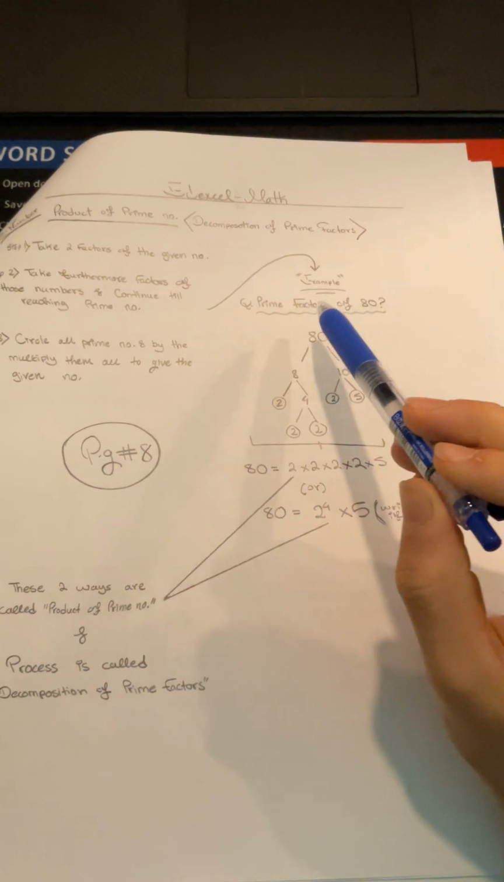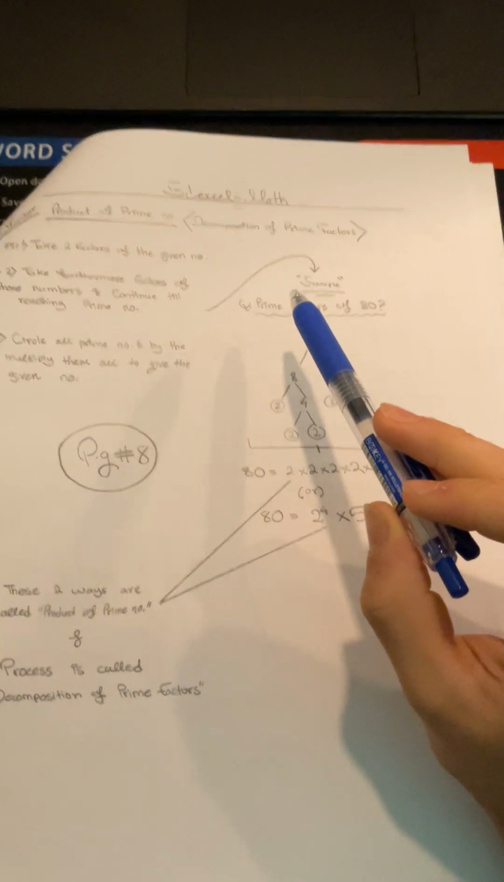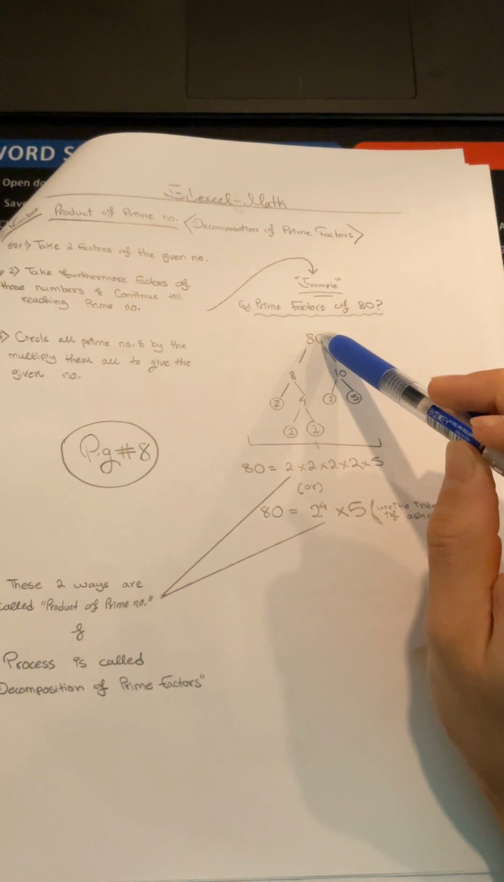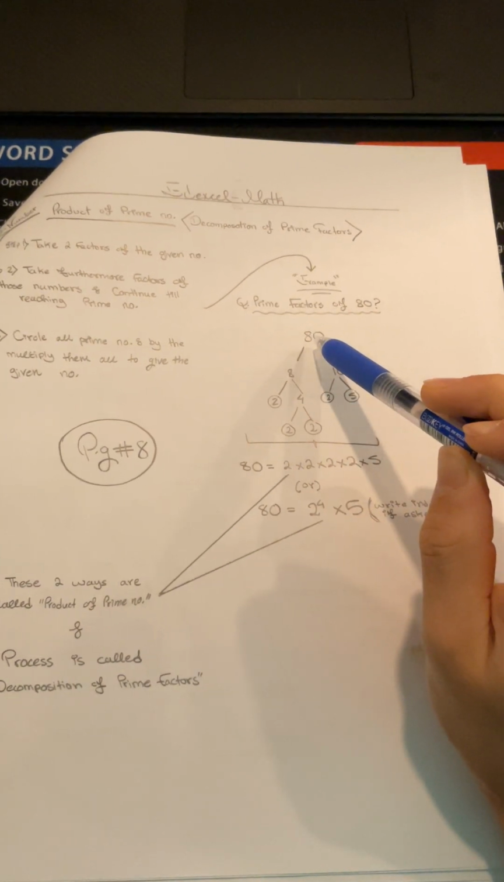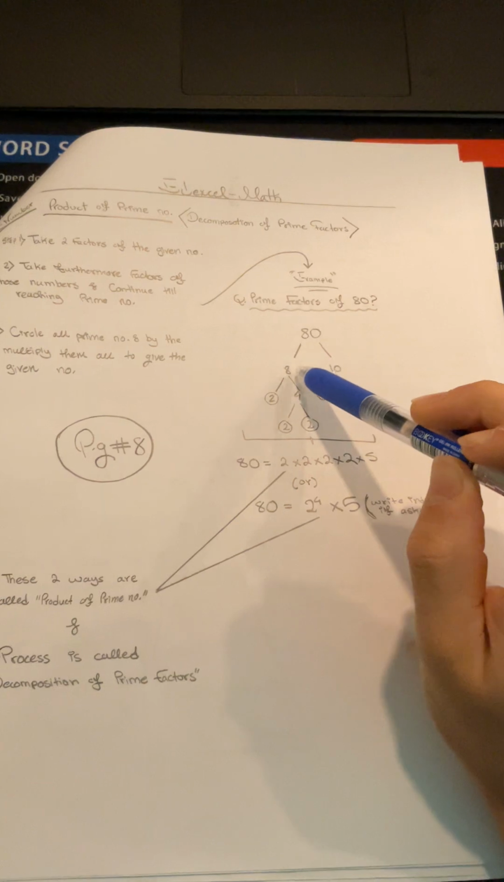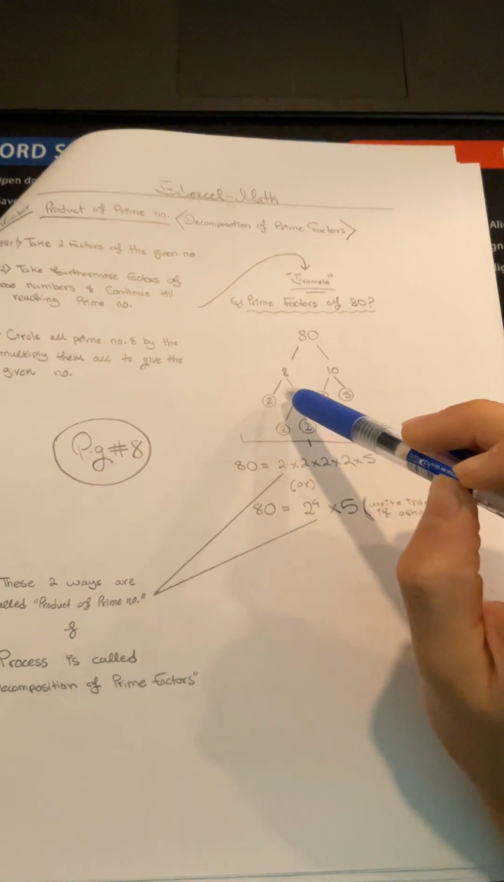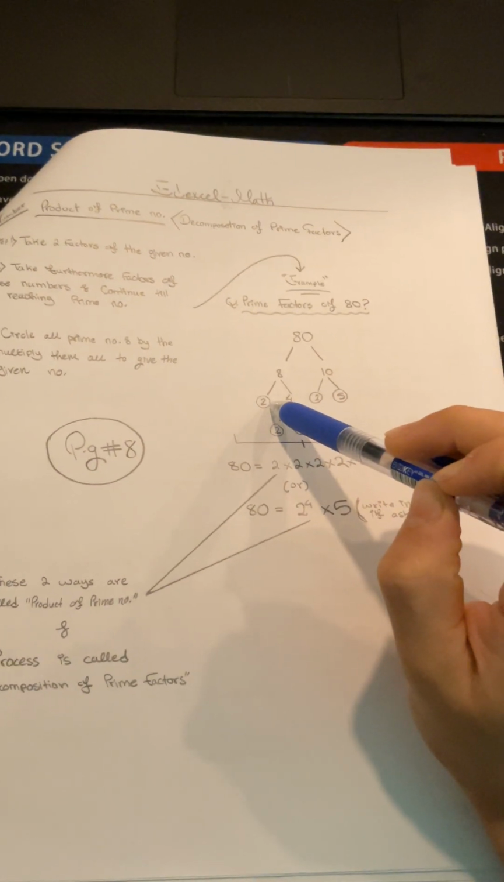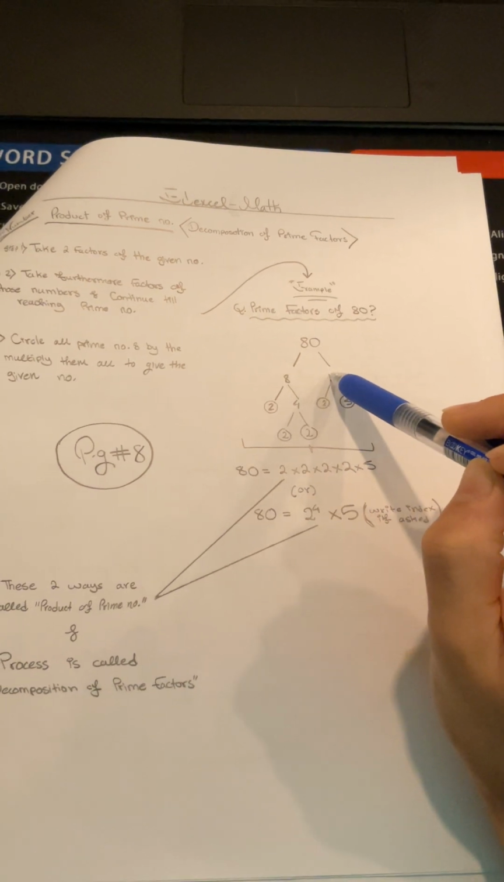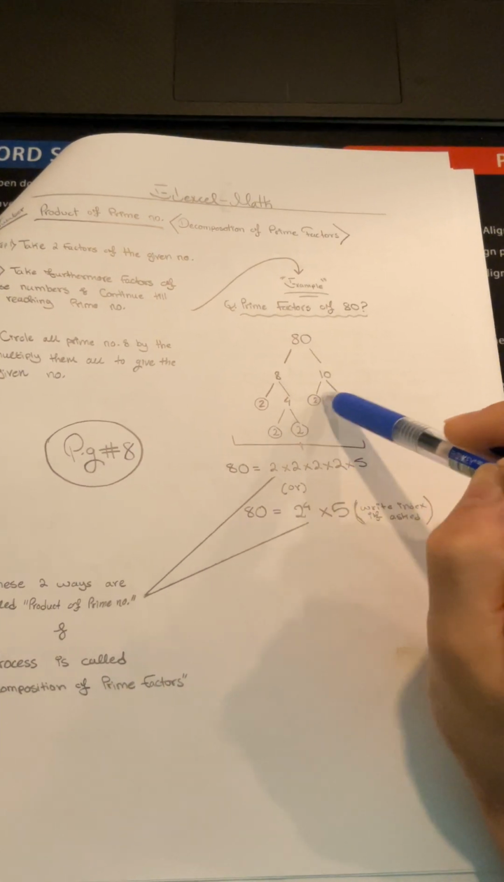For example, 80. What we're going to do now, we're going to take 80 and separate it into any two factors that make it up. 80 is 8 times 10. 8 is 2 times 4. 2 is a prime number, circle. 10 is 2 times 5. 2 and 5 are prime, circle.